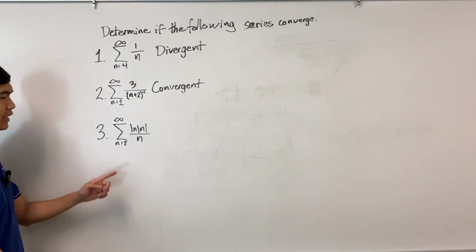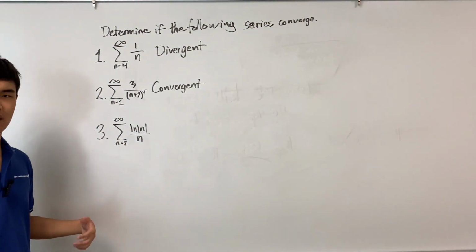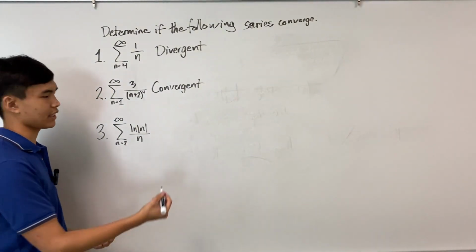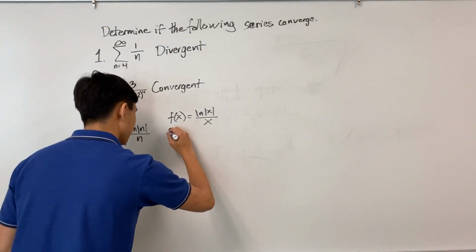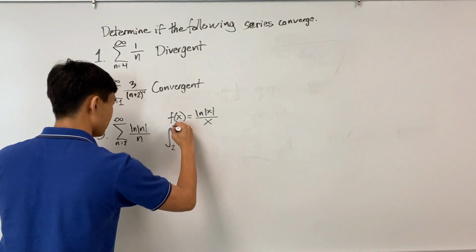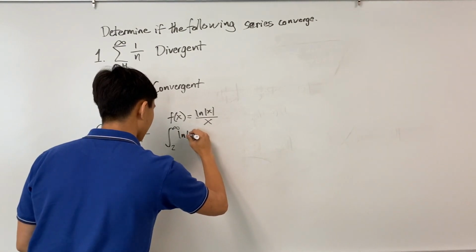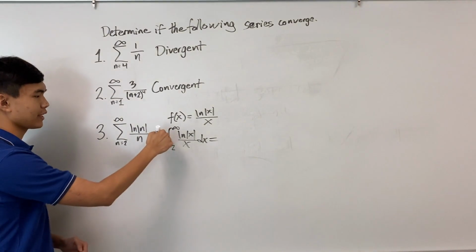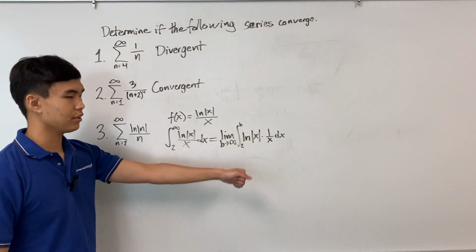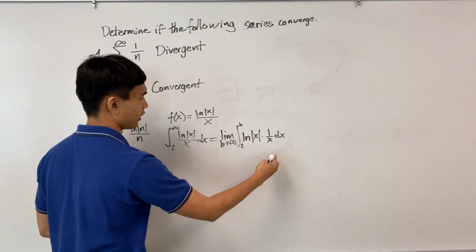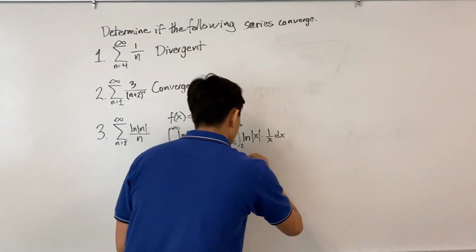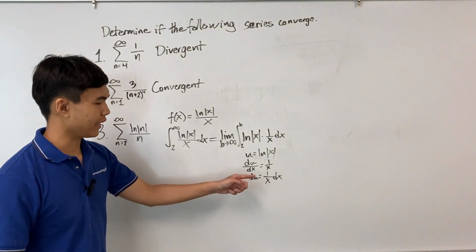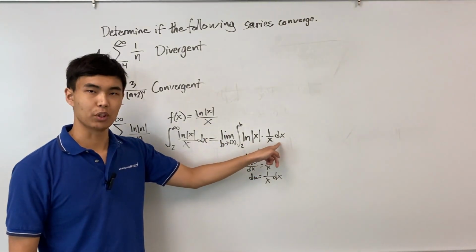And lastly, we're going to see if the series of ln n over n is convergent. So I'm going to get my function of x, which is simply ln x over x. And now I'm going to integrate from 2 to infinity of ln x over x dx. And as always, I'm going to make this integral proper with a limit, like so. And you'll notice that I've rewritten the integrand, and this is for a reason. We're going to let u equal ln of x. So du equals 1 over x dx, and conveniently we have 1 over x dx.